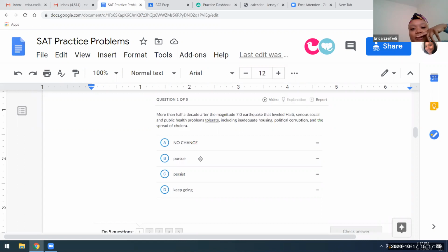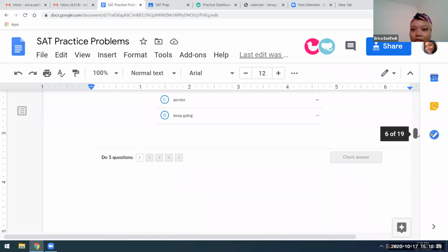So pursue doesn't work, because pursue means to seek something out, to chase after it. That doesn't make sense at all. D, keep going. So serious social and public health problems keep going, including inadequate housing, and so on. Keep going is getting closer to the right answer, but it doesn't explain what's going on as much as the word persist does. So we'll go to the next question.